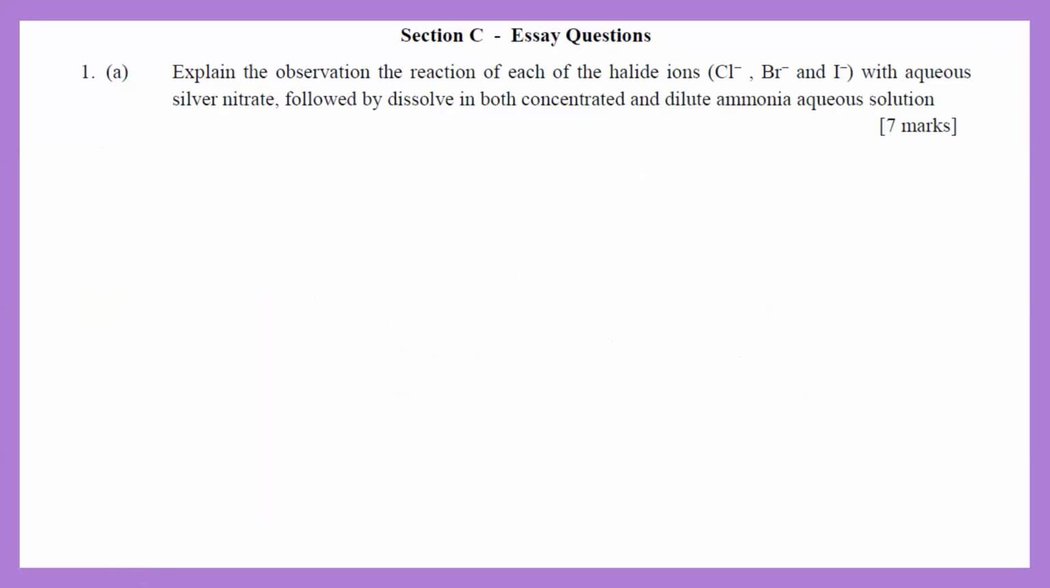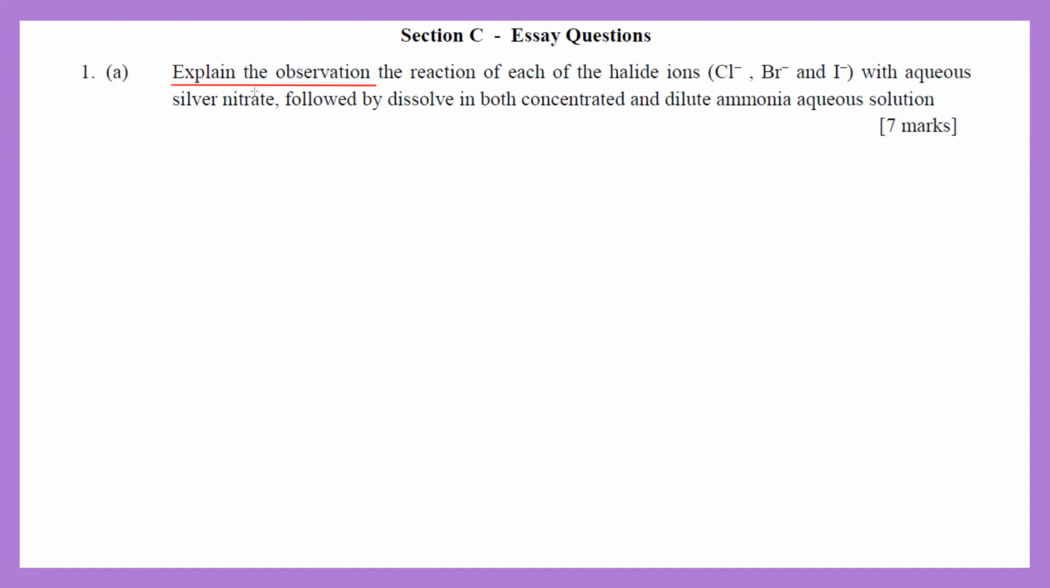Explain the observation of the reaction for each halide ion with aqueous silver nitrate, followed by dissolving in both concentrated and dilute aqueous ammonia solution, 7 marks here. So you should be able to explain observations. Every time the questions give you keywords, try your best to highlight them. You should explain and observe.